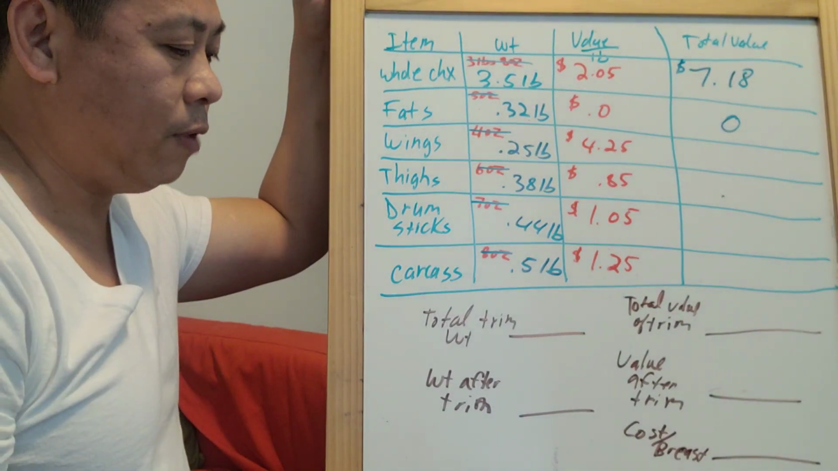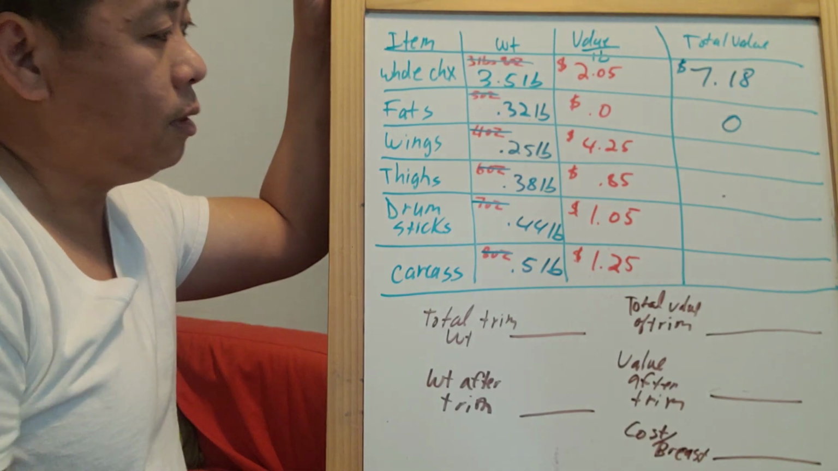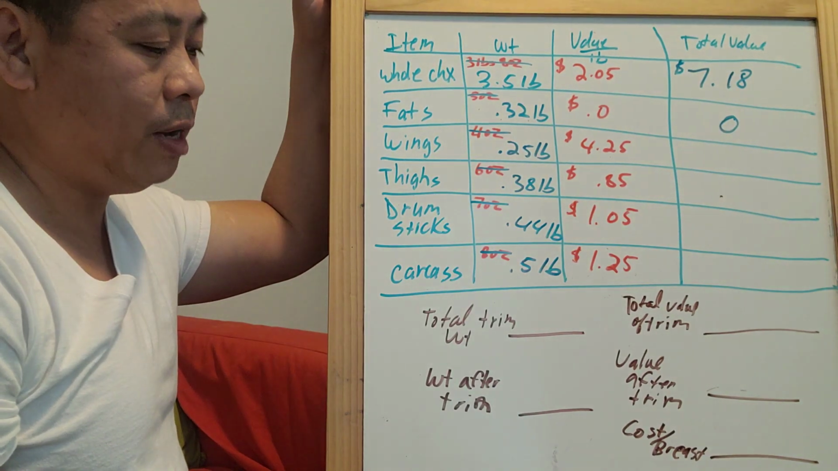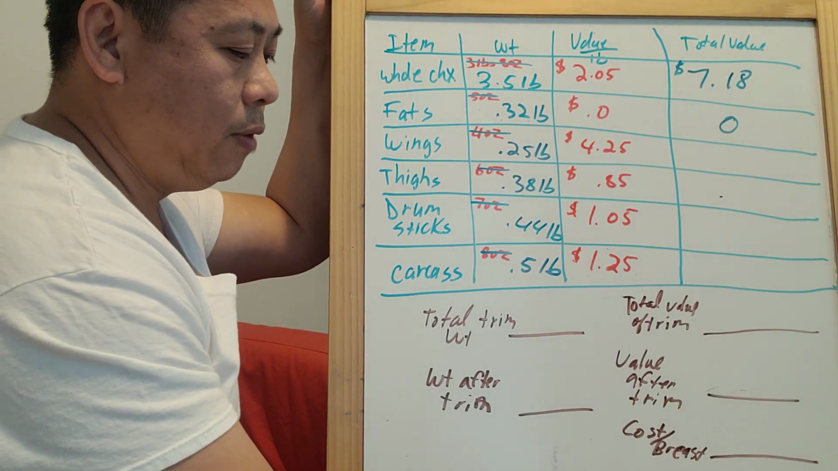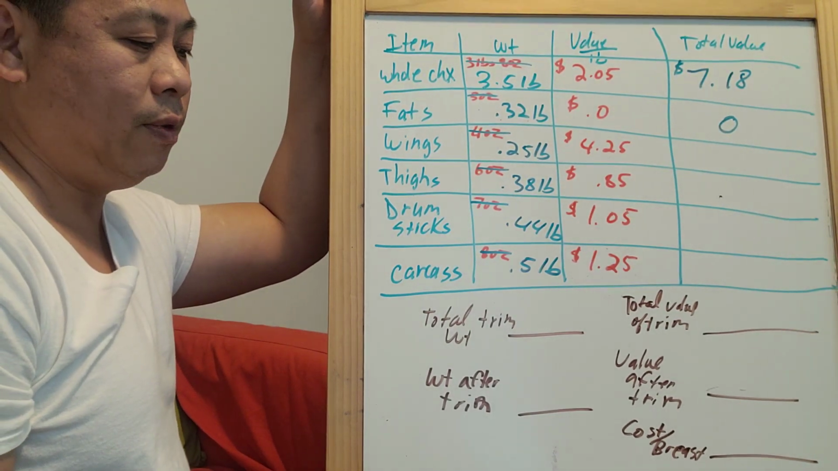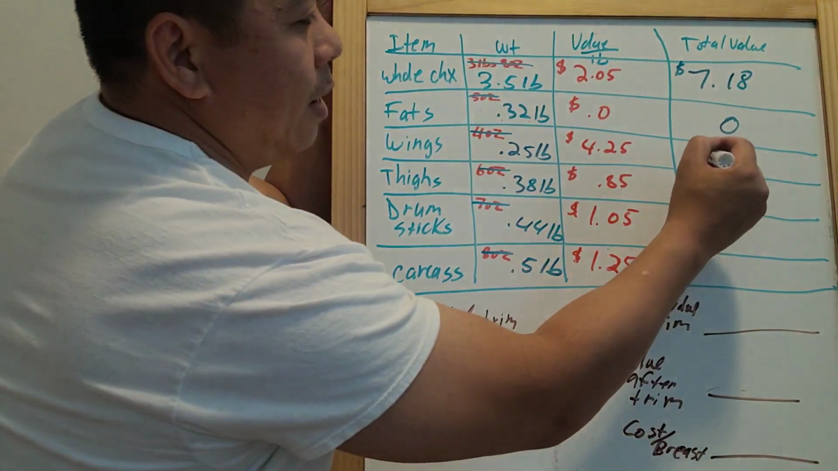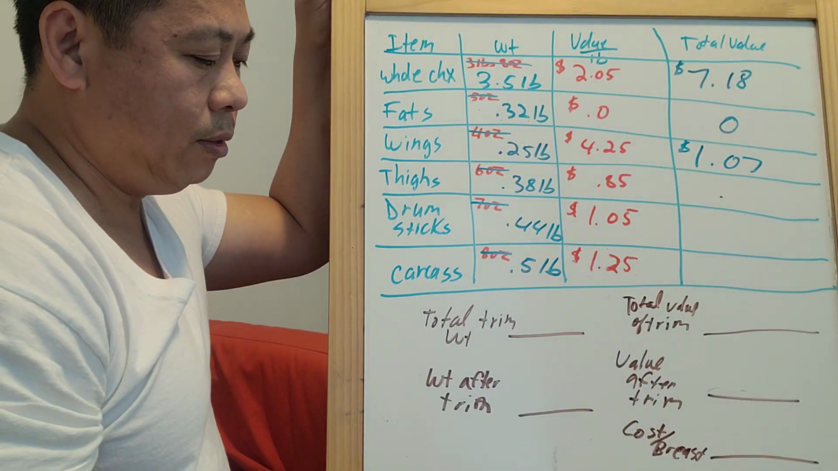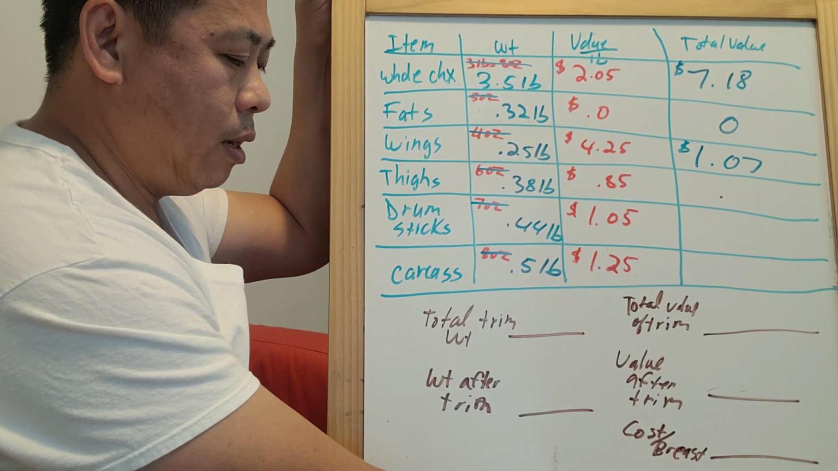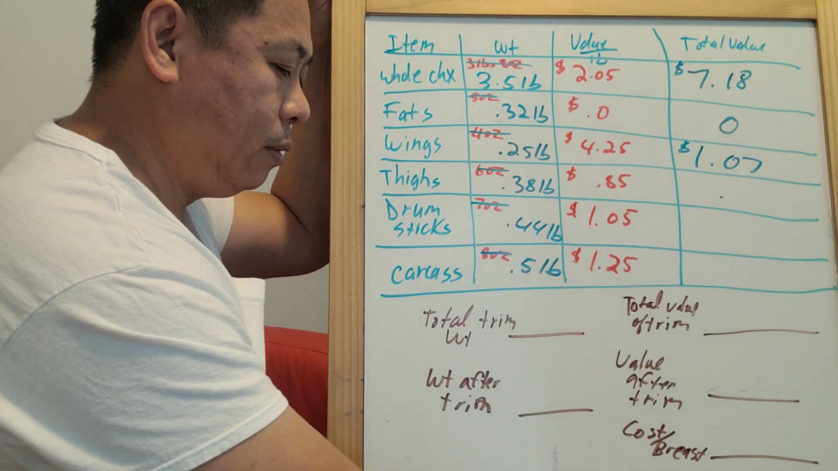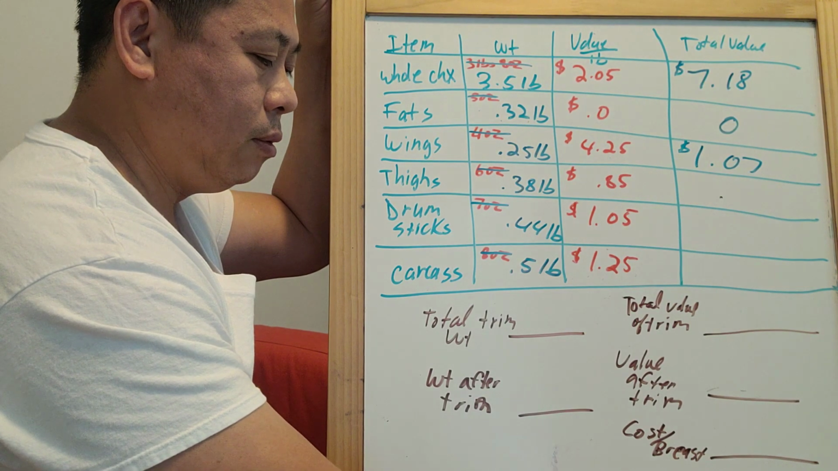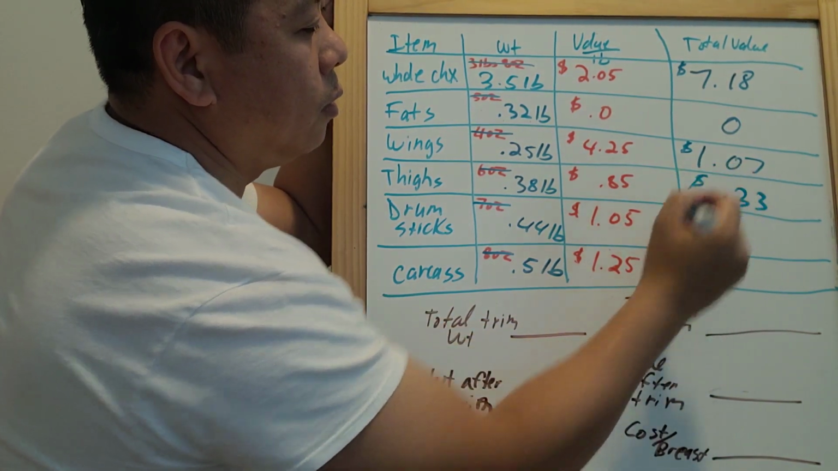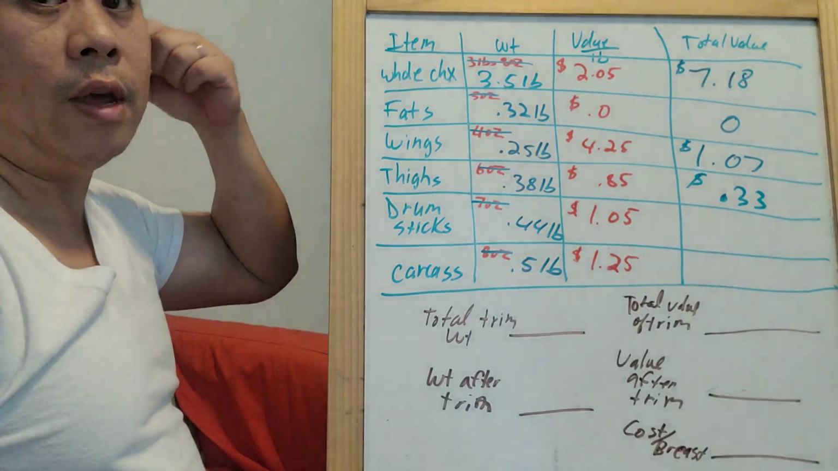Wings, $4.25. So a quarter, or 0.25 pounds times $4.25 will roughly give you about 1.0625. So we'll round to the nearest penny, which is $1.07. For thighs, it is 85 cents per pound, which gives you about 33 cents for that weight, for 0.38 pounds.